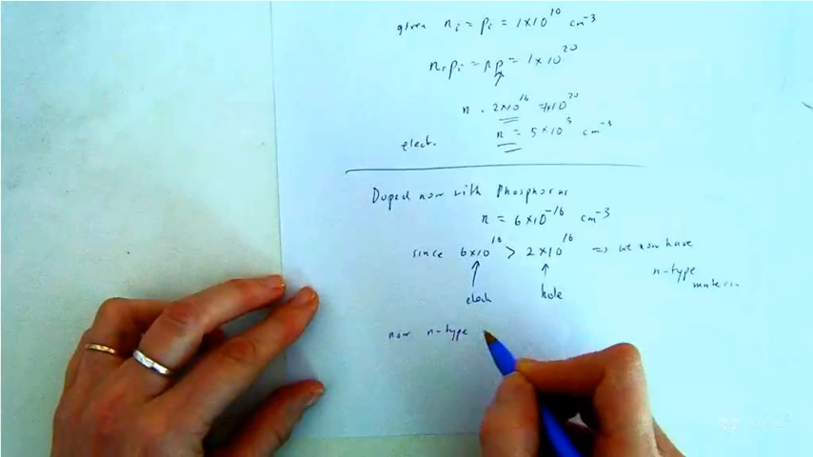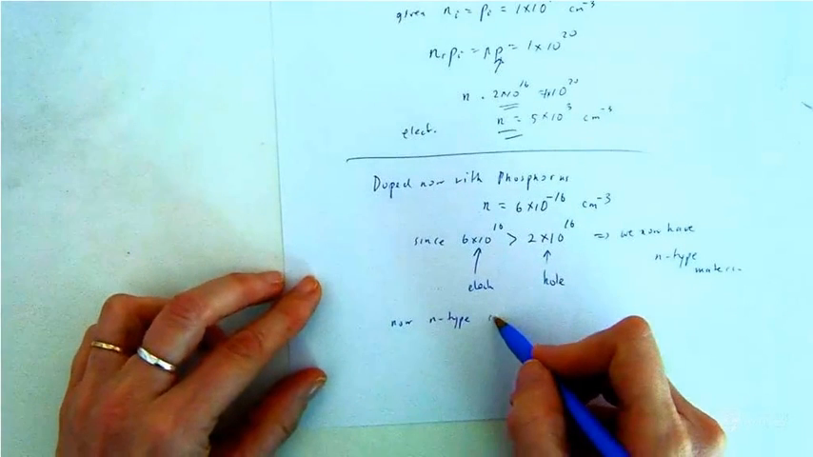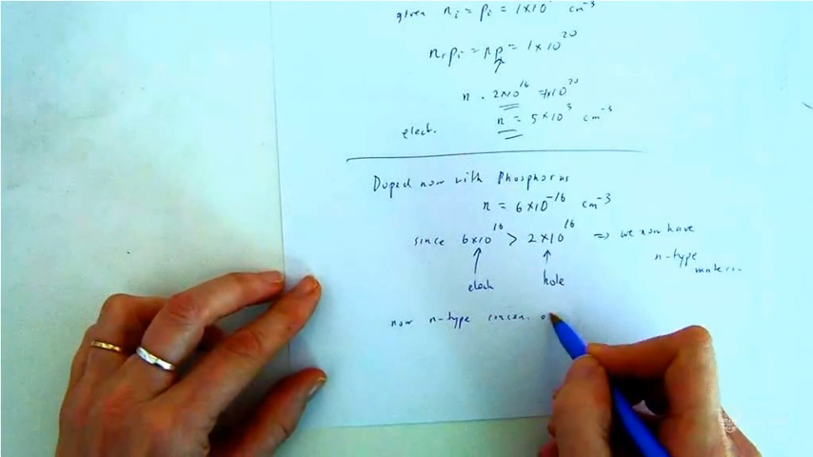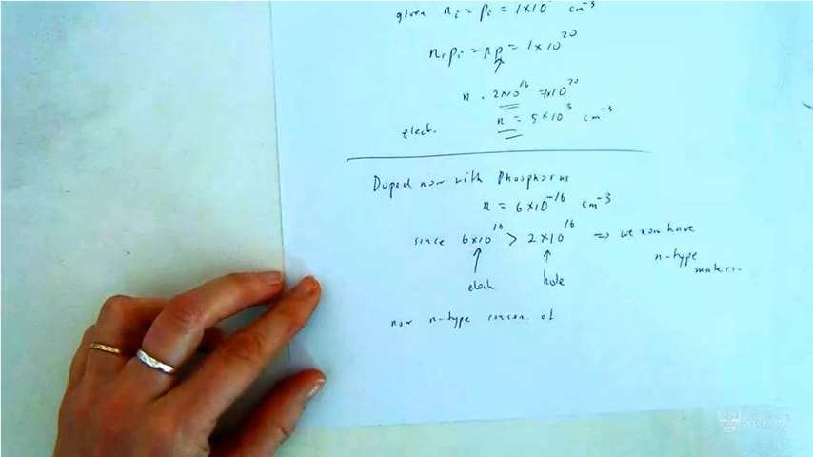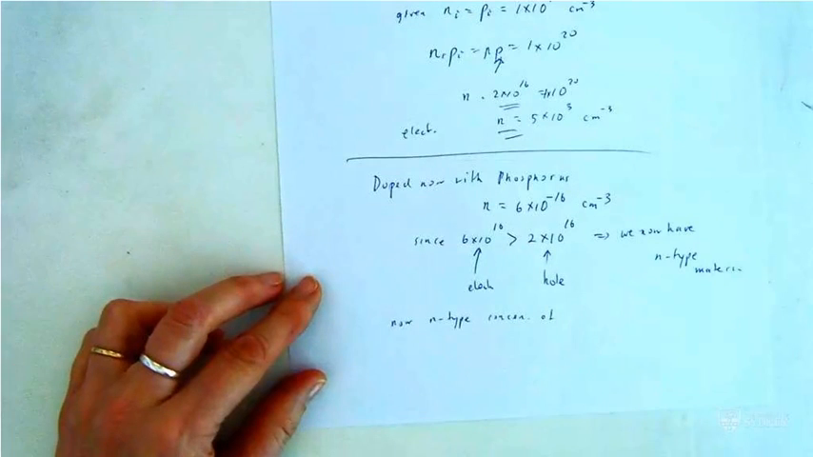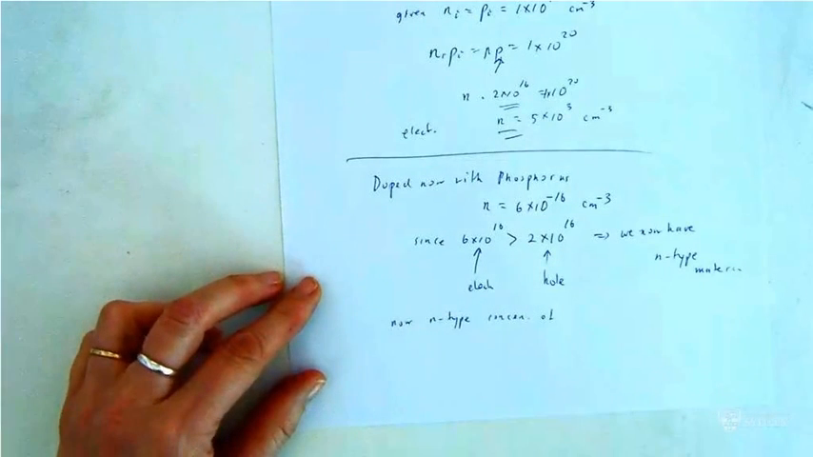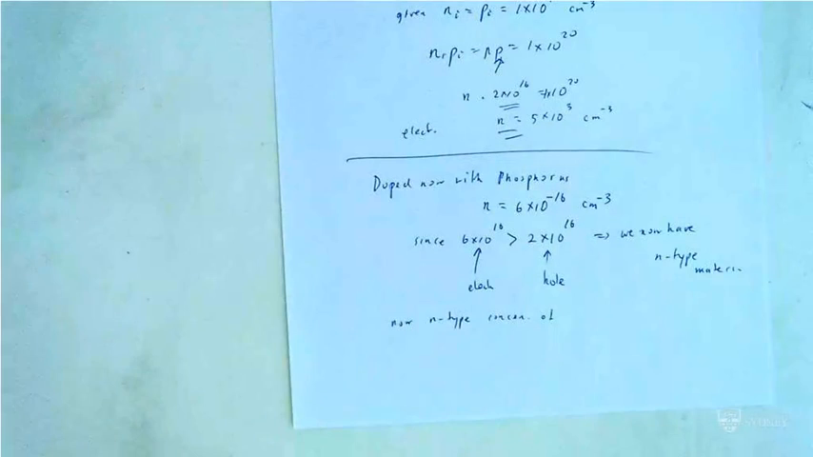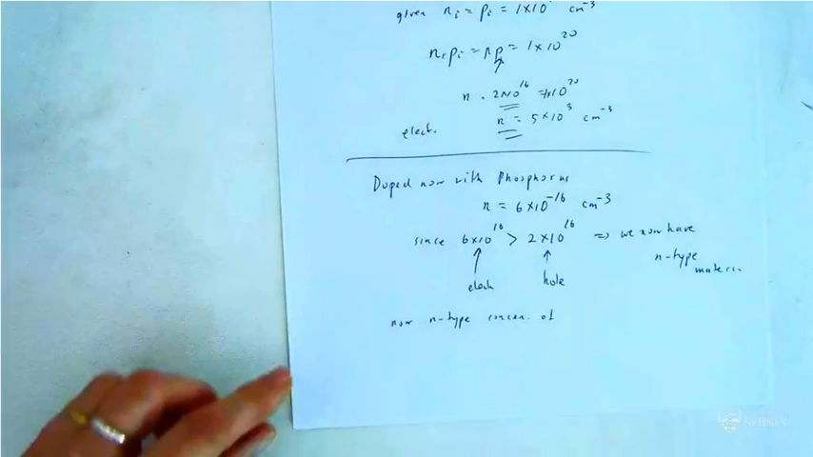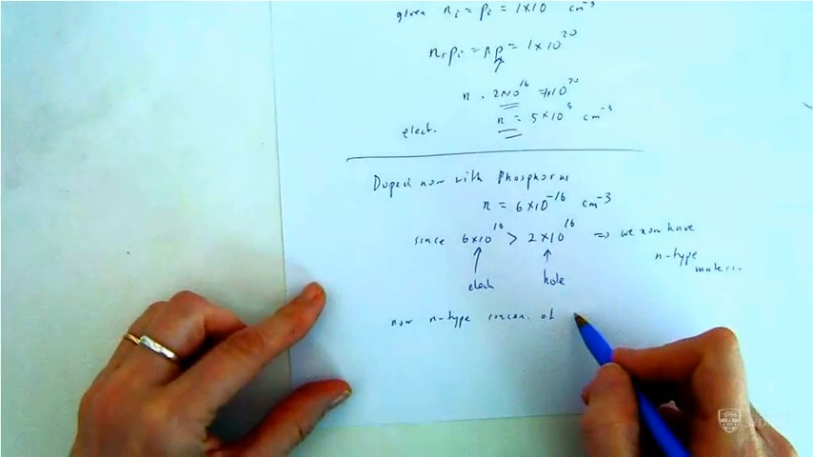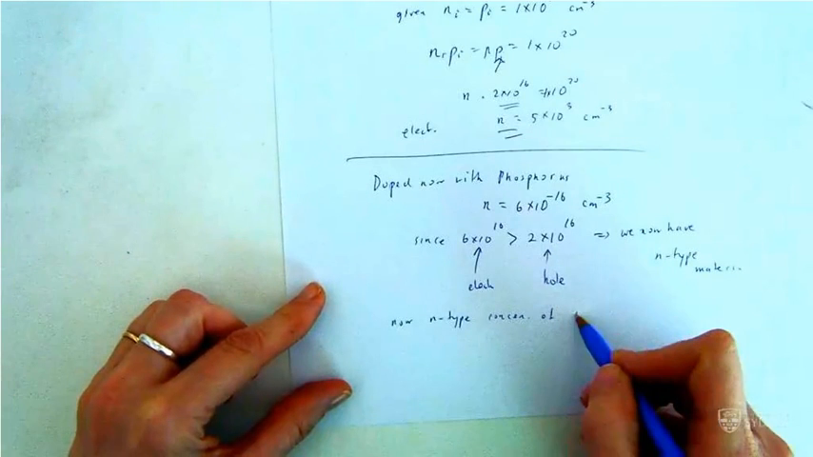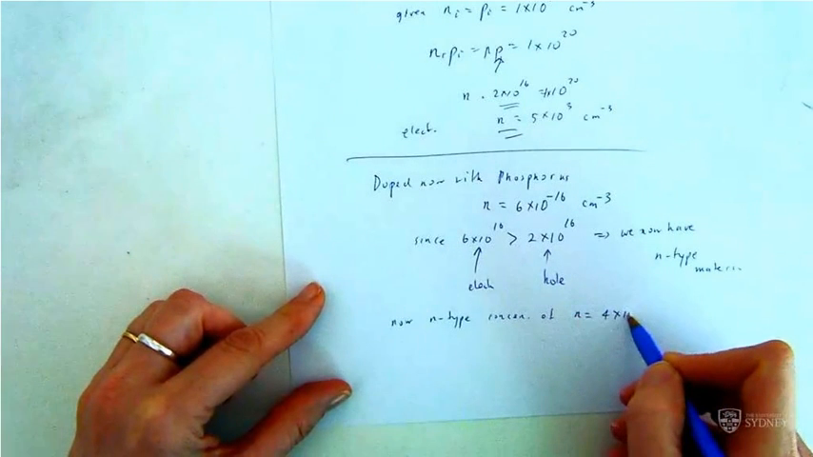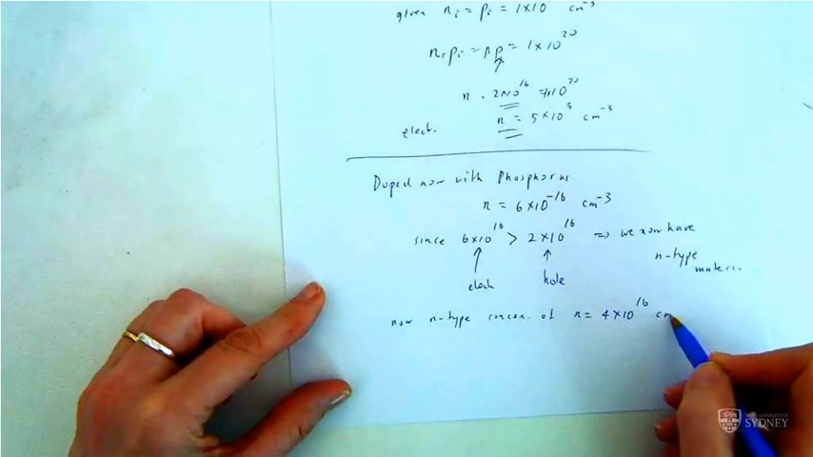with a concentration of 6 minus 2, because those electrons have now been annihilated by the holes. So we have n equals 4 times 10 to the 16 centimeters cubed.